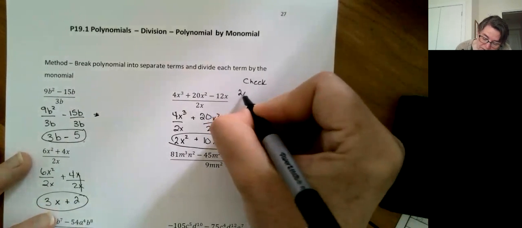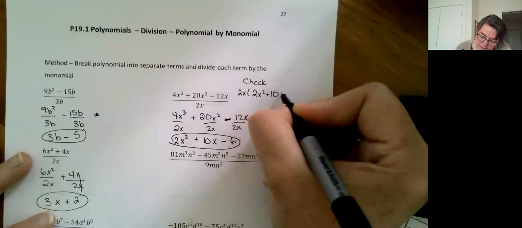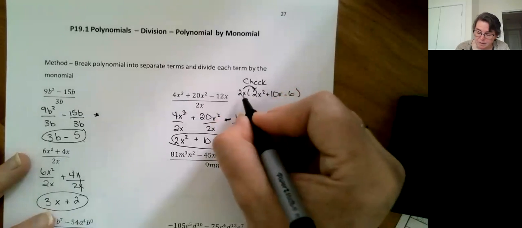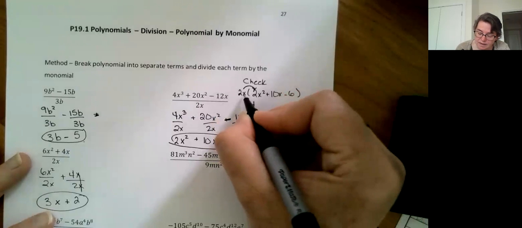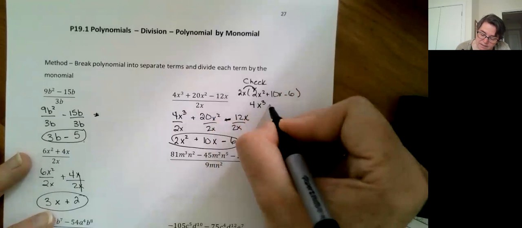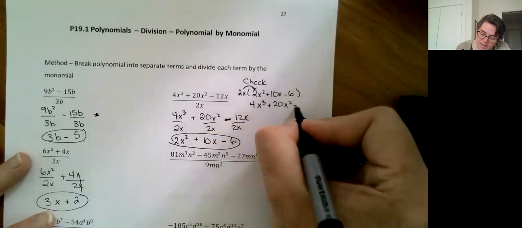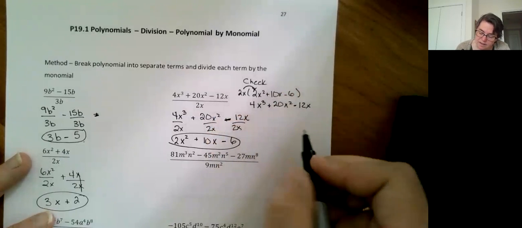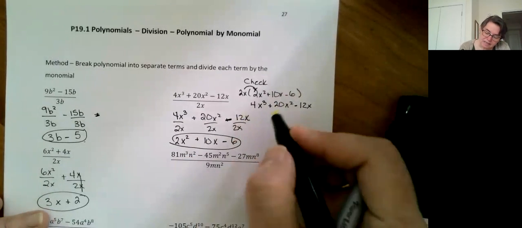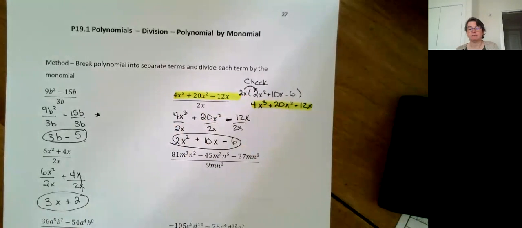So if I go 2x times 2x squared plus 10x minus 6, and then we distribute. 2 times 2 is 4. X times x squared is x to the third. 2x times 10x is plus 20x squared. And 2 times minus 6 is minus 12x. And that is that. We've got matchy-matchy. So my question's right.